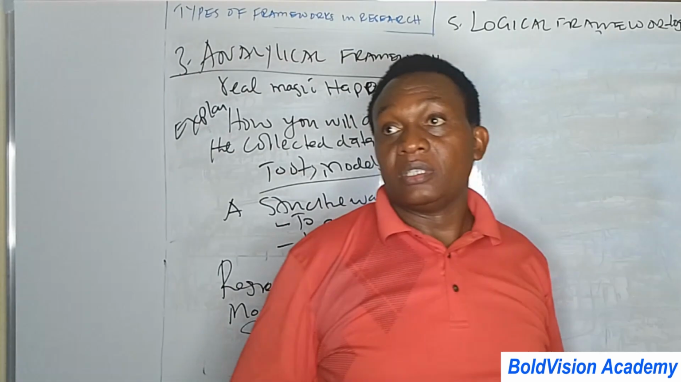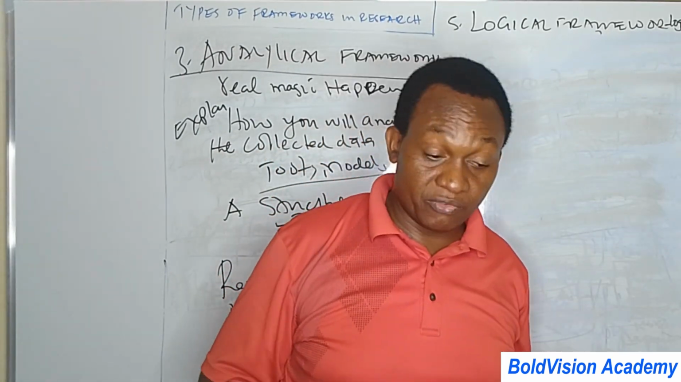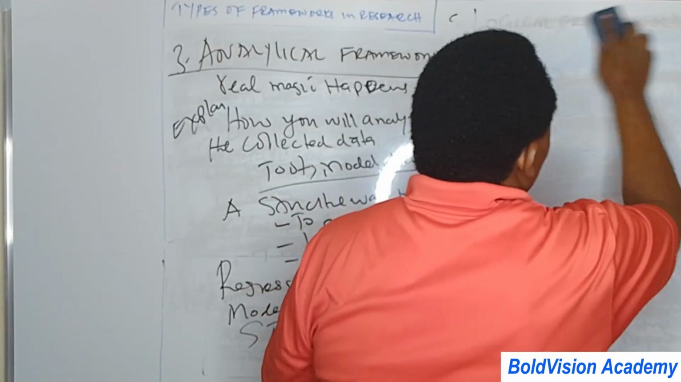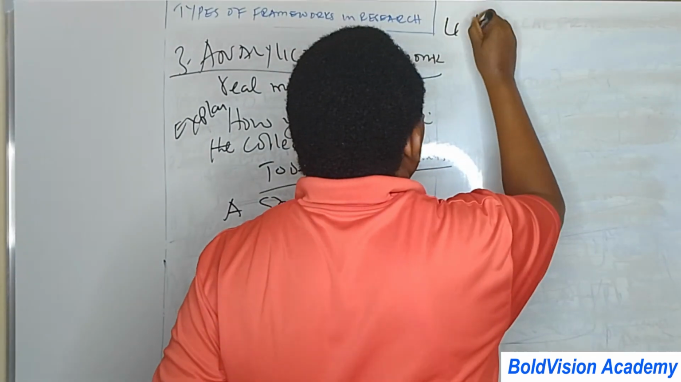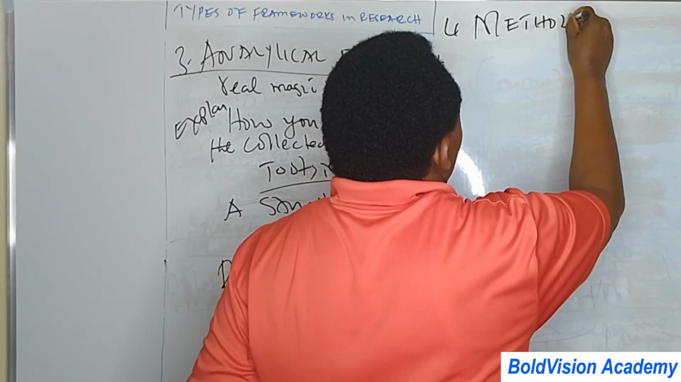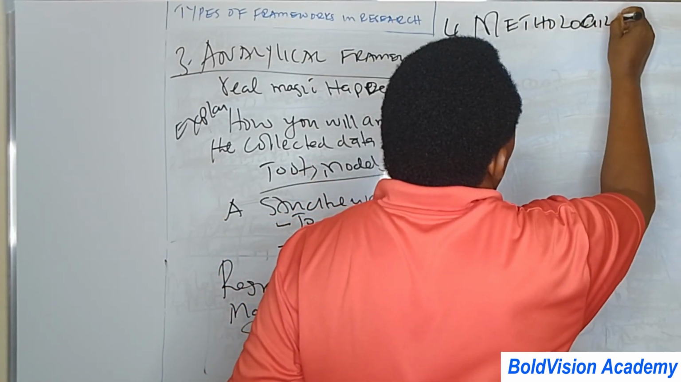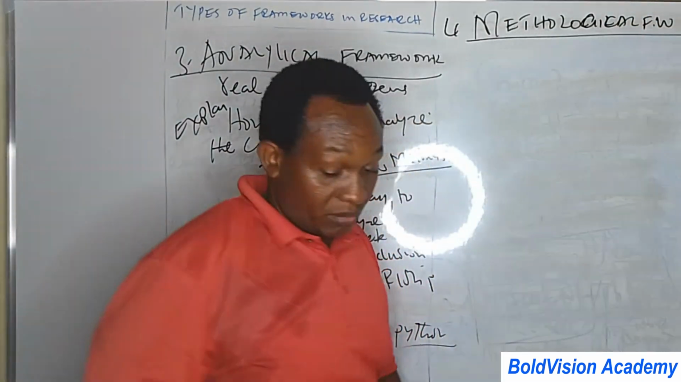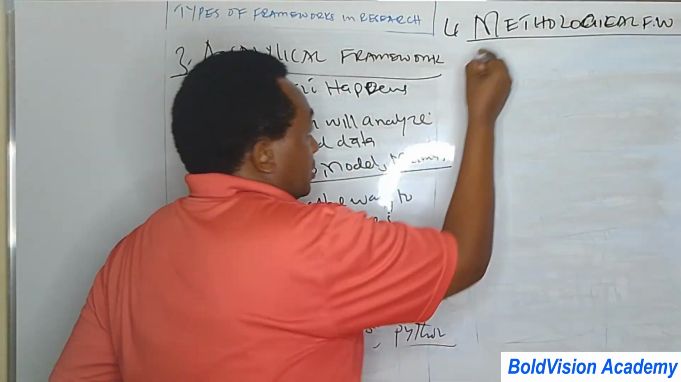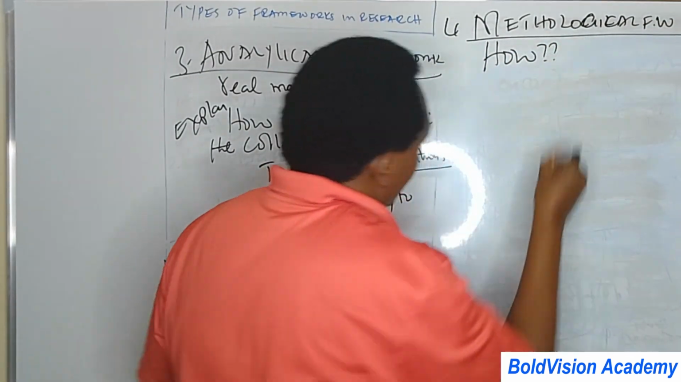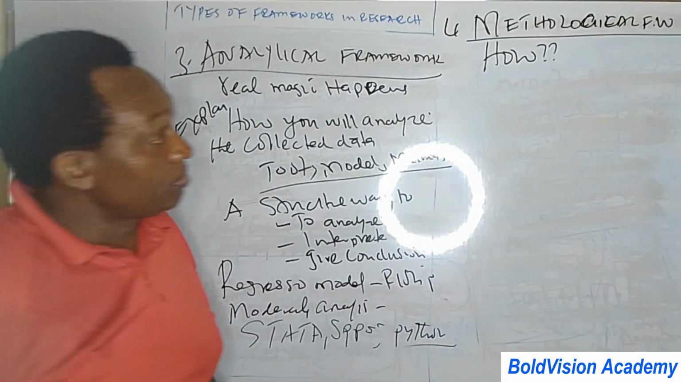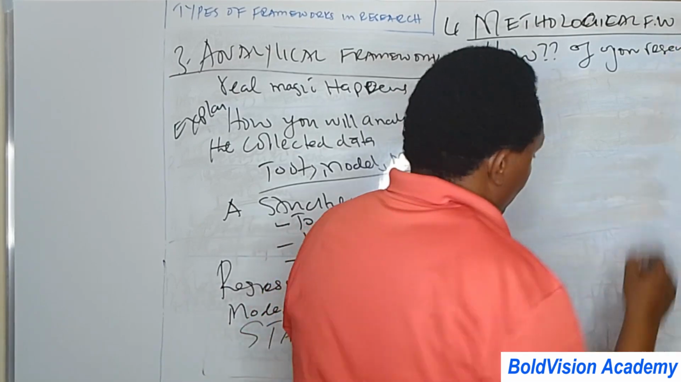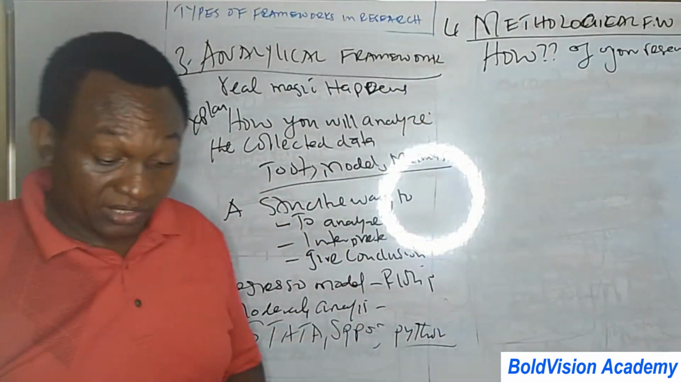So let's go to point number 4, or framework number 4. Our framework number 4 is the methodological framework. Basically this answers the question how of your research. How are you going to carry out your research?